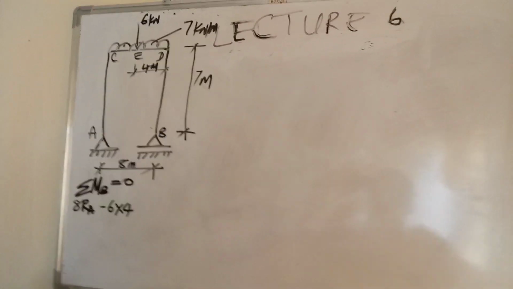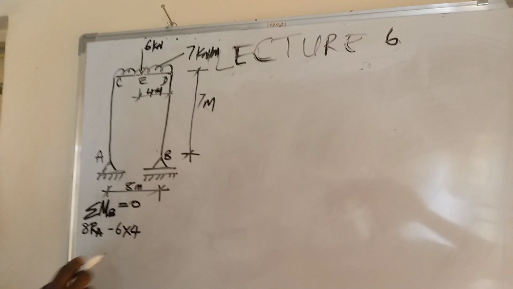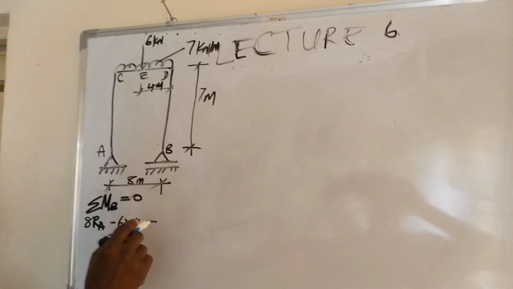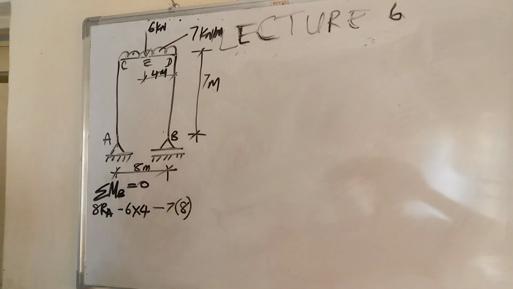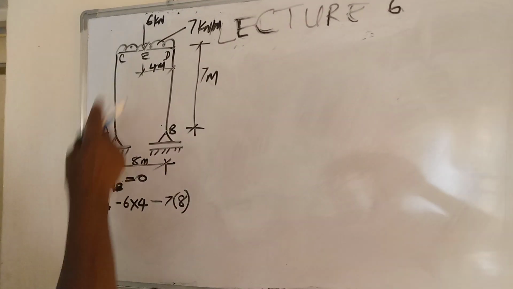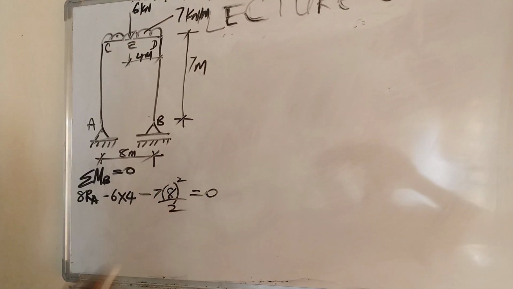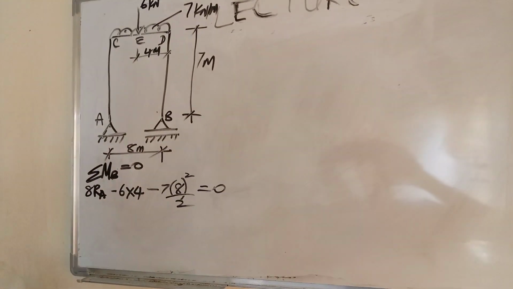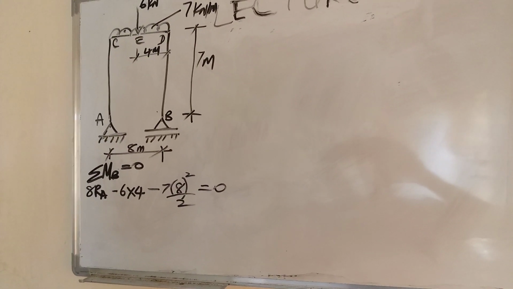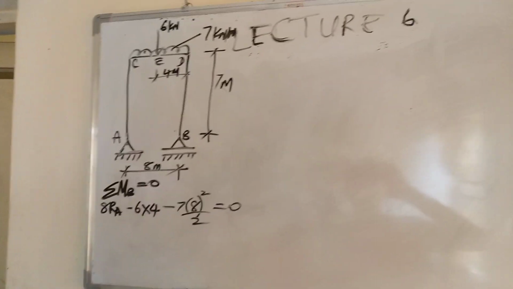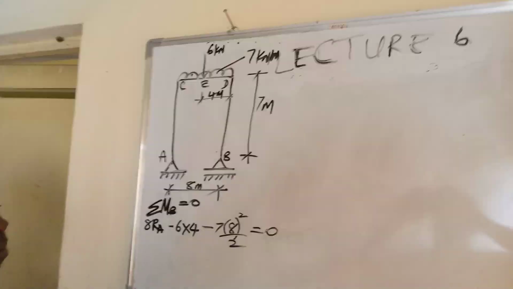The next is the UDL, uniformly distributed load. So minus 7 times 8, the load times half of the distance, which is 8 squared over 2. It's equal to 0, because there's no other reaction. Reaction B will not generate bending where B is.